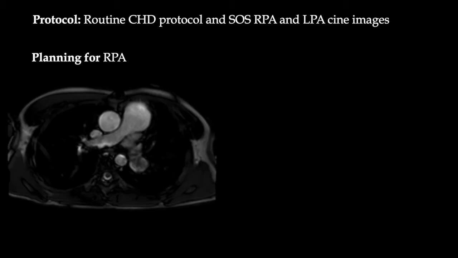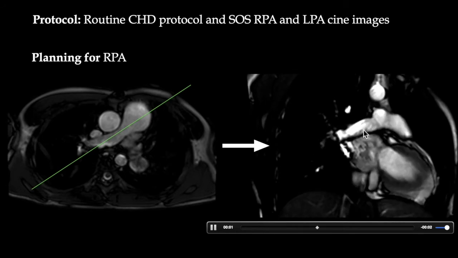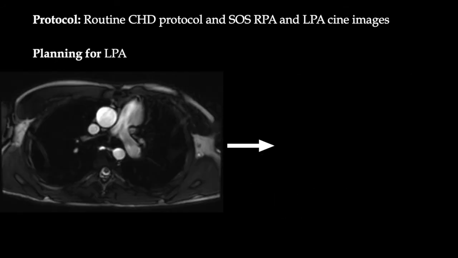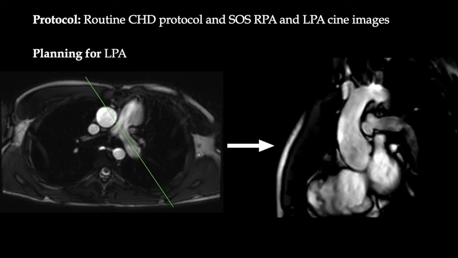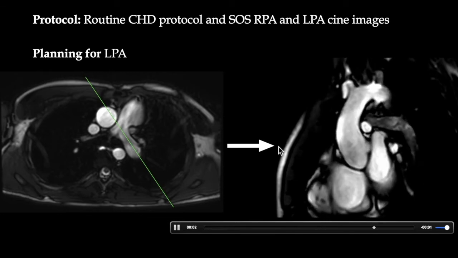a specialized view for the RPA and LPA can be taken. So how to take an RPA view? Take out the axial stack at the level of the RPA, and then the plane of axis should be along the long axis of the RPA from its origin to its bifurcation. When you acquire the images, you can see the entire length of the RPA. Similarly, for the LPA, a plane along the long axis of the LPA should be taken, and the entire length of the LPA can be seen on acquisition of images.